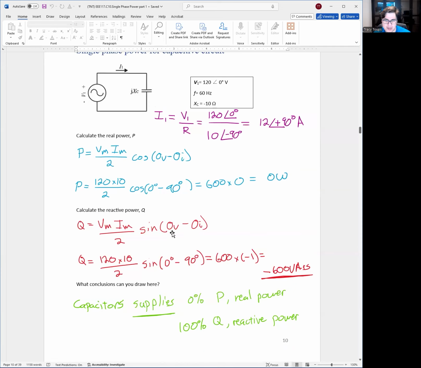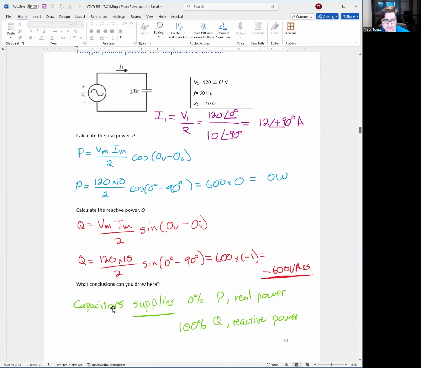Q equals Vm Im divided by 2 times sine of theta V minus theta I, the angle between voltage and current. You have 120 times 10 over 2, that's 600, times sine of 0 degrees minus a positive 90 degrees. So remember, sine of -90 degrees is a -1. So this is something a little unique. We haven't seen this before. We're getting -600 VARs. So what does -600 VARs mean?